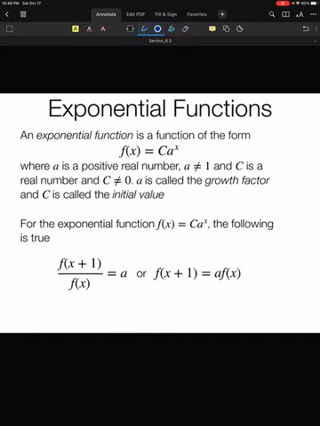So we have c times a raised to the x power. A is some real number where it's not 1, because if it's 1, then everything's always 1, and it's no fun. C is a non-zero real number, because if c was 0, then everything would be 0, and that's no fun as well. A is often called the growth factor, and c is called an initial value.